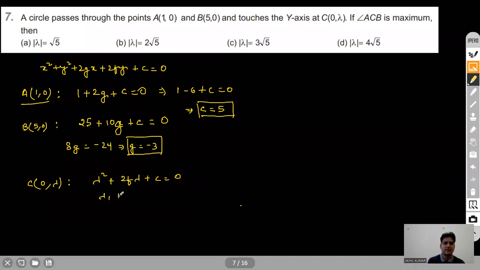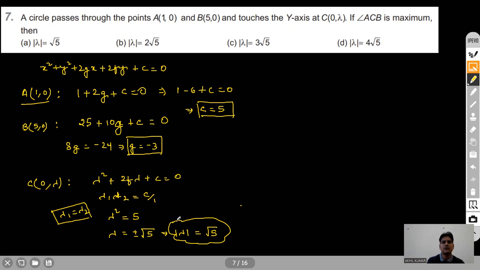So if I say lambda 1 into lambda 2 will be equal to c upon 1, that is c. What is lambda here? That is lambda only, no? Because the roots are repetitive in nature, lambda 1 equal to lambda 2 here. What we did in the last question, right? So lambda square is equal to c, and c is nothing but 5. So the value of lambda will be plus minus root 5, or we can say mod of lambda is equal to root 5. So this will be our answer. So option A is correct.